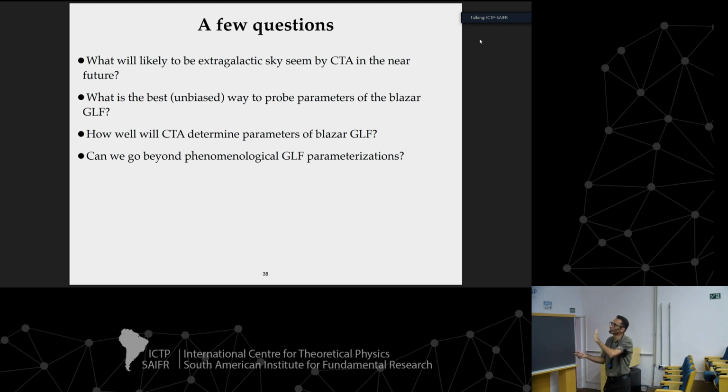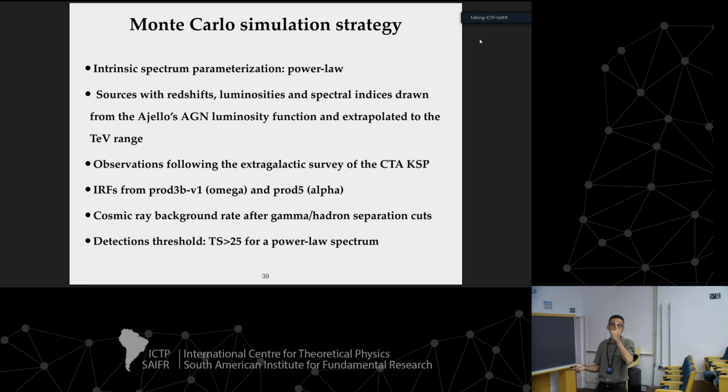Of course, I'm not going to go into any of these questions. I'll basically focus on the first one, which is how will CTA see the gamma ray sky, especially at high redshift, right? We can do that now using simulations, as CTA is not fully operating yet.